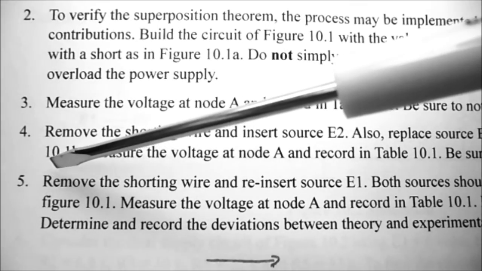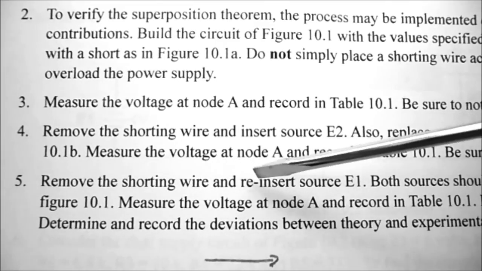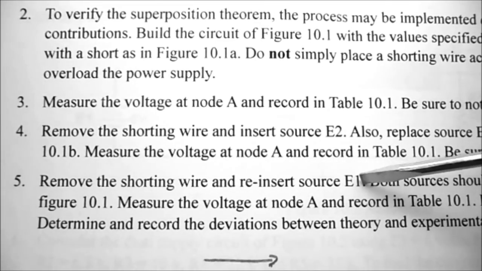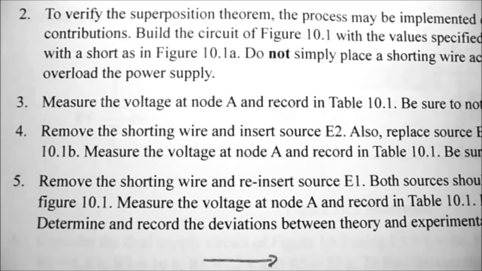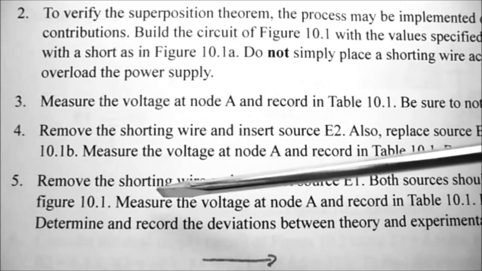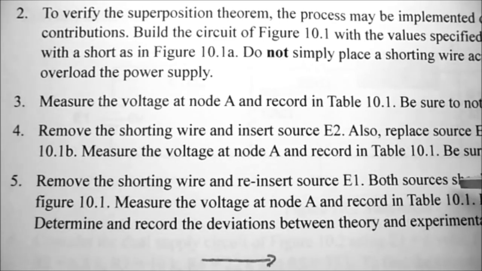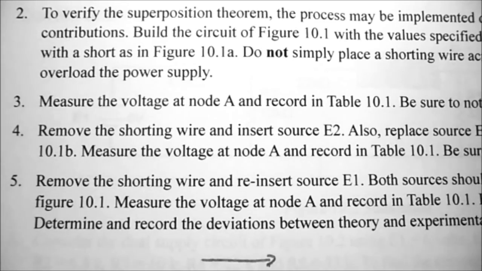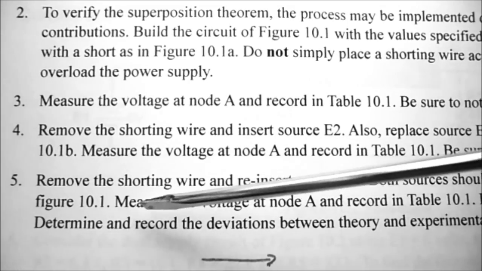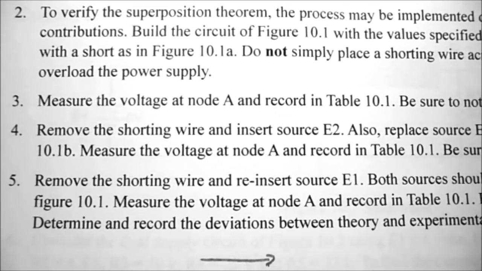Under procedure, step number 5, we're going to remove the shorting wire and reinsert source E1. Both sources should now be in the circuit as in figure 10.1. We're to measure the voltage at node A and record in table 10.1. Be sure to note the polarity. Determine and record the deviations between theory and experimental results.